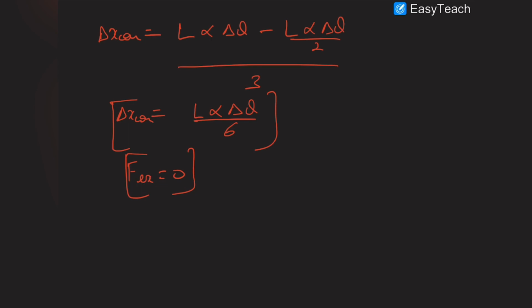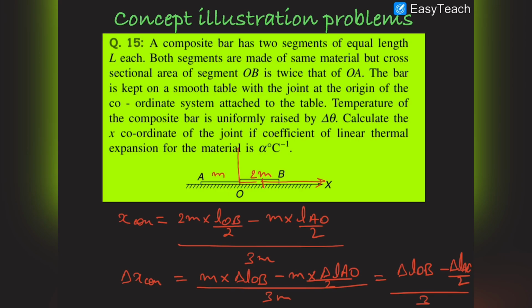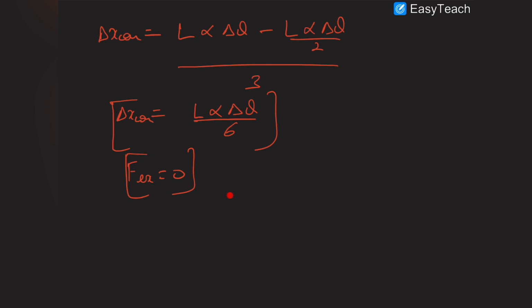So if the center of mass is not shifting from the original position, then we can say that this shift is the shift in the coordinate system. Okay, so this coordinate system has shifted in the backward direction. So we can say this joint has shifted in the backward direction. So shift of joint will be equal to minus L alpha delta theta by 6.